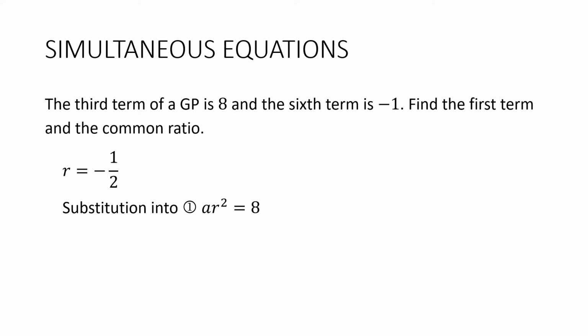Now let's substitute back into equation 1. So that was AR squared is equal to 8. So substituting our -1/2 in, don't forget to put it in brackets. -1/2 all squared is 1/4. And so A times 1/4 is equal to 8. Multiply both sides by 4. A is equal to 32.